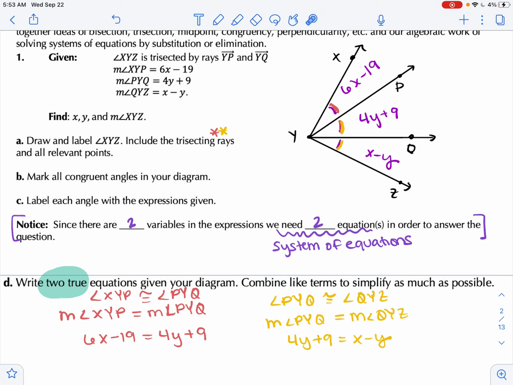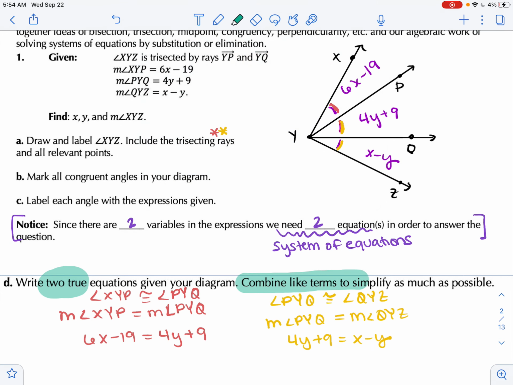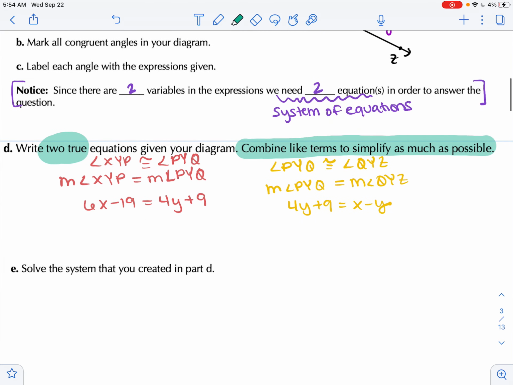I challenge you to think, is there another equation that we could write? I'm not going to dive into it, because we told ourselves that since we have two variables, we need two equations. Here they are. I was also instructed in this step to combine like terms in these equations and simplify as much as possible. So I recognize that equation 1 can become 6x minus 4y equals 28, I believe, right? If I add that 19 over to the 9, I should get 28.